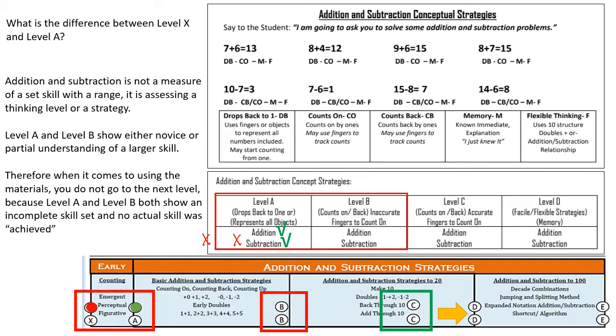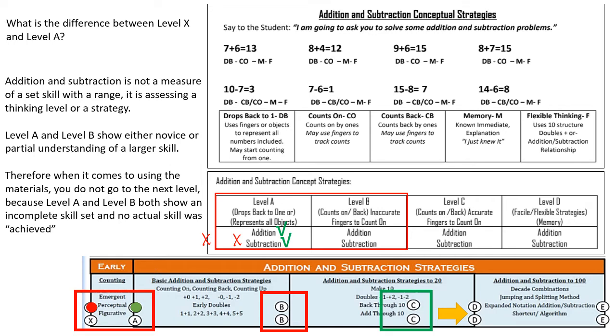Now, level B is a weird level, because a student can be a level B and actually be getting their answers wrong. It shows they have the skill of counting on, but they're not doing it accurately. So level B is an incomplete skill because they partially understand it, but they're not fully using it. So if it's level B, it's not an earned actual score, so you would instruct at level B.